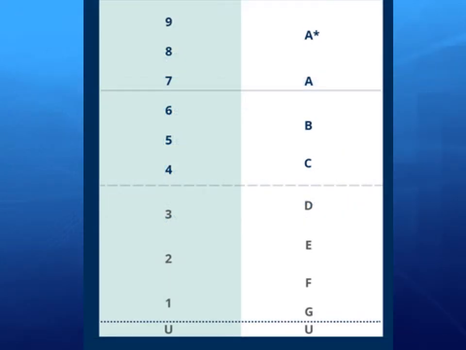The grading system has changed from A star to G to 9 to 1. Here you can see, for example, if a child achieves a grade 7, that's equivalent to what we used to classify as a grade A. A grade 4 is similar to what we used to classify as a grade C. When you receive your child's report, you will receive a number to indicate the progress they are currently making, rather than a letter.